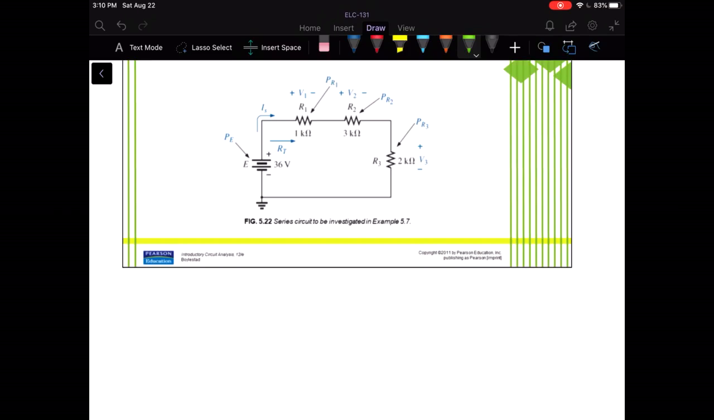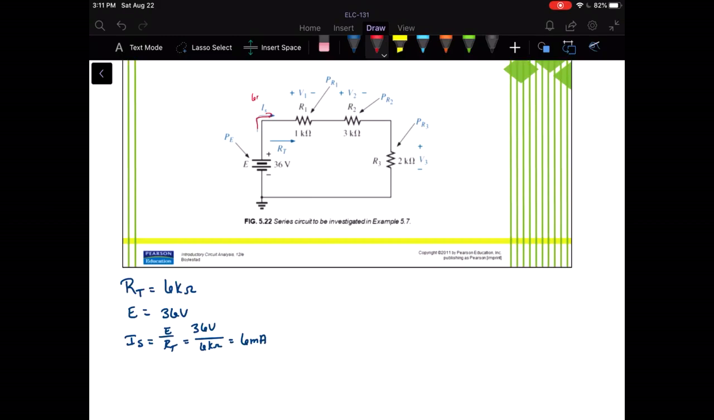So in this circuit, we're going to start working through this the same way we have all of our others. Our total resistance we're going to find first, and we have a 1K ohm, a 3K ohm, and a 2K ohm resistor. So that's a total of 6 kilo ohms of resistance. And then we know that our voltage source is 36 volts. That was given. So the source current that is supplied to the circuit would be E over RT, which is 36 volts over 6 kilo ohms. So we must have 6 milliamps of current through our circuit.